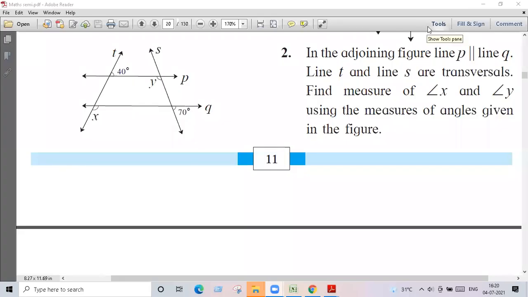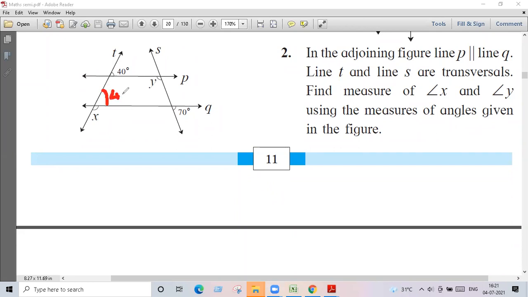Next question. Question number 2. In the adjoining figure, lines P and Q are parallel lines. P and S are the transversals. There are two transversals given. We need to find the value of x and y. Now, if you see here, this is 40. Therefore, this angle here, we have one more corresponding angle that is also 40.